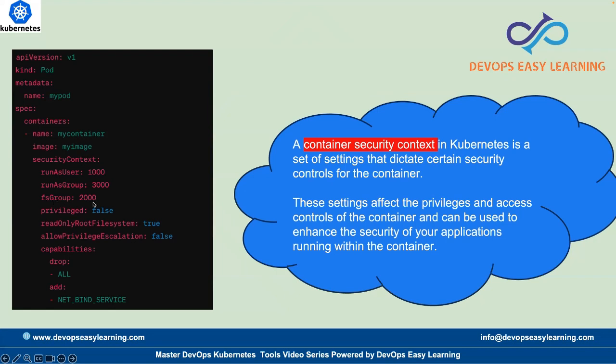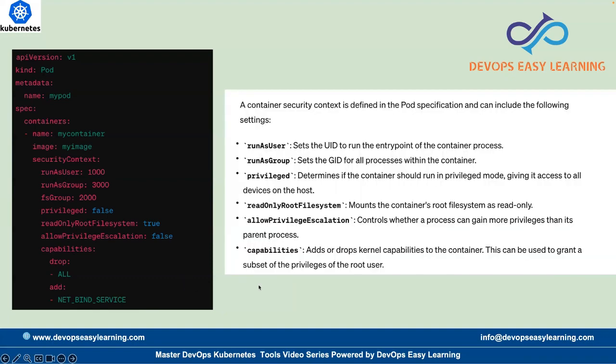Then you have the FS group. The FS group means file system group. Meaning the file system belongs to who? The file system belongs to group 2000, for example, right? Then you have privileged false, no privilege in the container. Read only root file system true, meaning that the file system in the container should be read only, meaning you can't modify it. For example, if somebody hacked into your container, the person will not be able to modify anything there. For example, allow privilege escalation false. And for the capabilities here, you say drop all, add NET_BIND_SERVICE. So those are the elements very important for security.